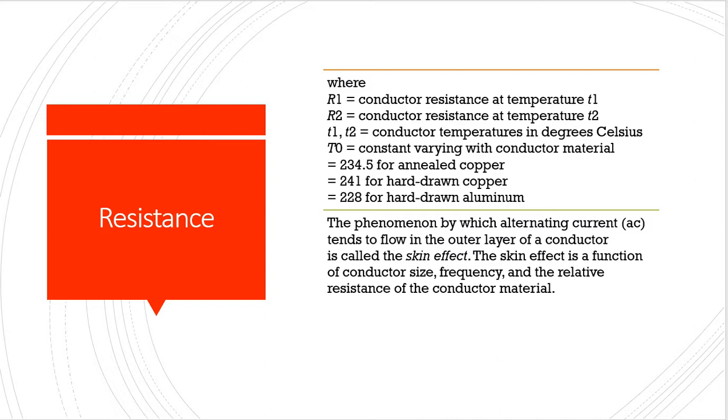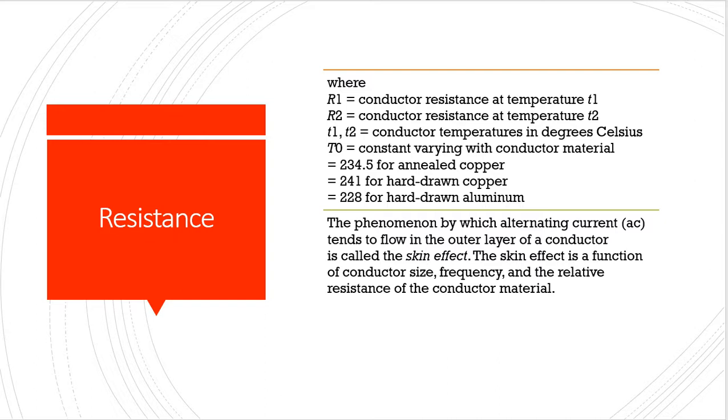Previously we have talked about corona. How is corona produced? It is basically produced due to the effect of ionization in the air, which is due to the amount of alternating current flowing in the outer layer of the conductor. Therefore, skin effect is somewhat responsible for producing the corona effect, not fully, but up to some extent.